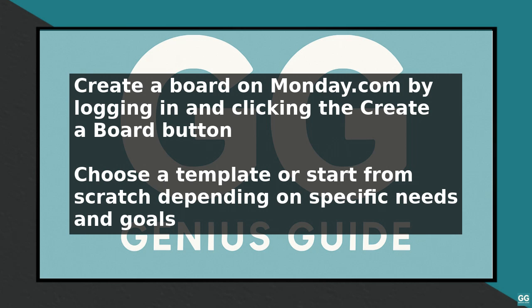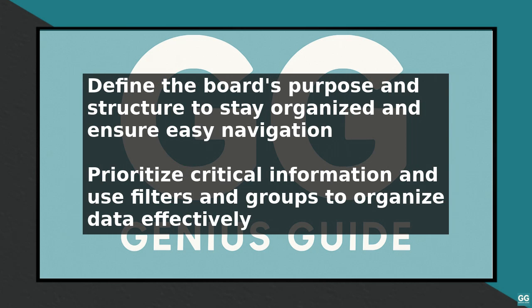One common issue users face is overcrowding their board with too many columns and items. To avoid this, prioritize the most critical information and use filters and groups to organize your data. For example, if you are creating a project management board, you may want to include columns for task status, due dates, and assignees.